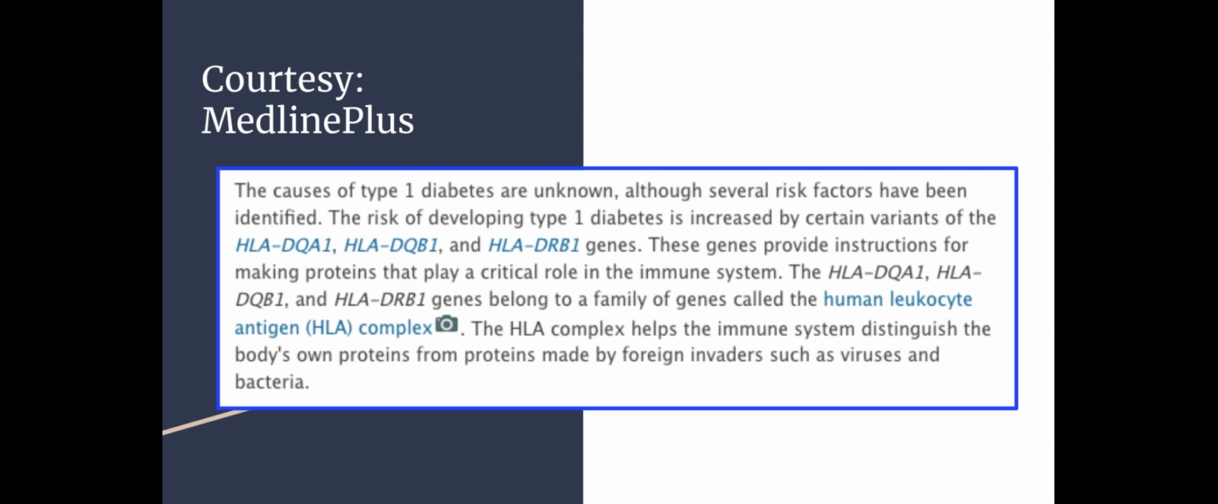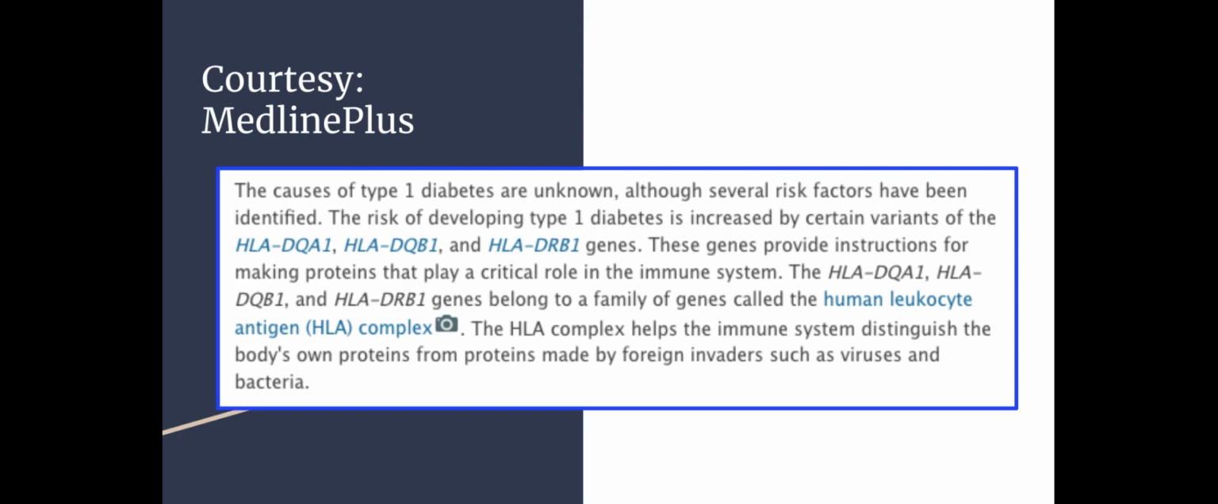Okay, so I want you to focus on those first three letters, HLA, right? So HLA, then you have the DQA1, DQB1, DRB1 genes, but HLA is the main family of those genes. These genes provide instructions for making proteins that play a critical role in the immune system. And then it goes on to say that HLA stands for human leukocyte antigen complex. So pause for a second there.